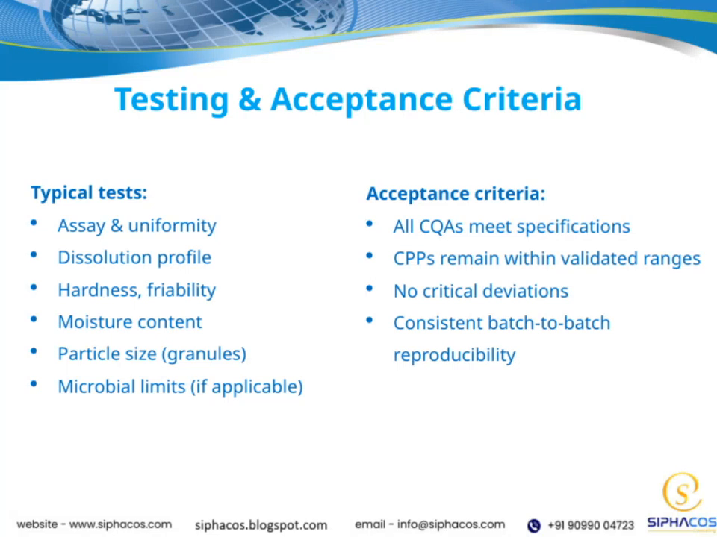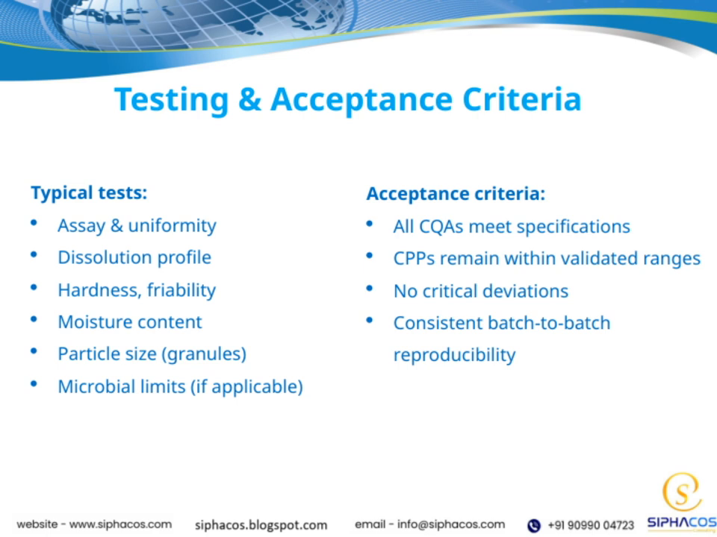Now, let's talk about the acceptance criteria that ensure our product quality. First, all CQAs, or critical quality attributes, must meet the specified requirements. This means that every key characteristic of the product aligns with our standards. Next, our CPPs, or critical process parameters, need to stay within validated ranges, confirming our process consistency. It's also crucial that we have no critical deviations, which could compromise quality or safety. Reproducibility from batch to batch is vital, so we aim for consistent results across production runs.